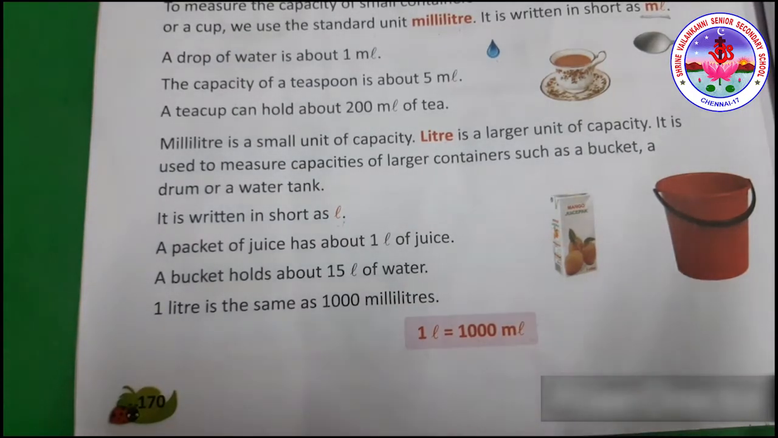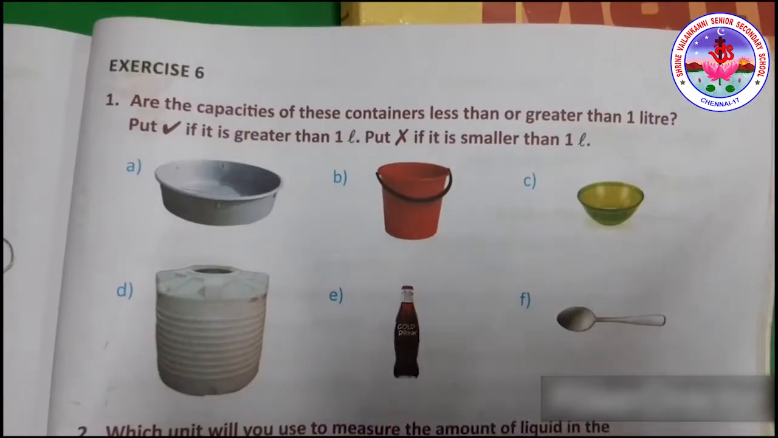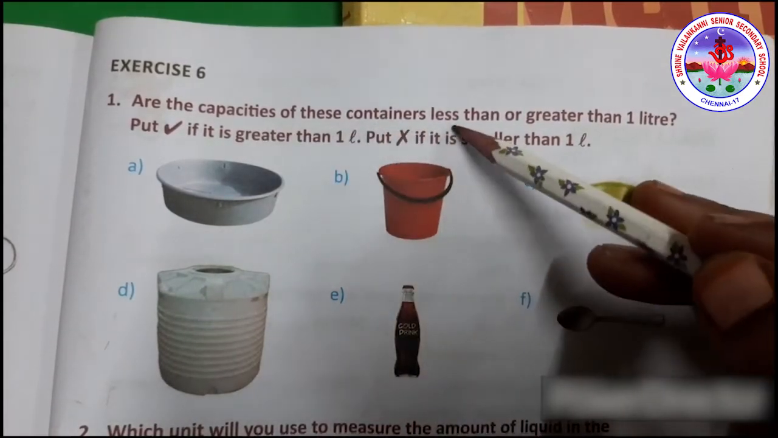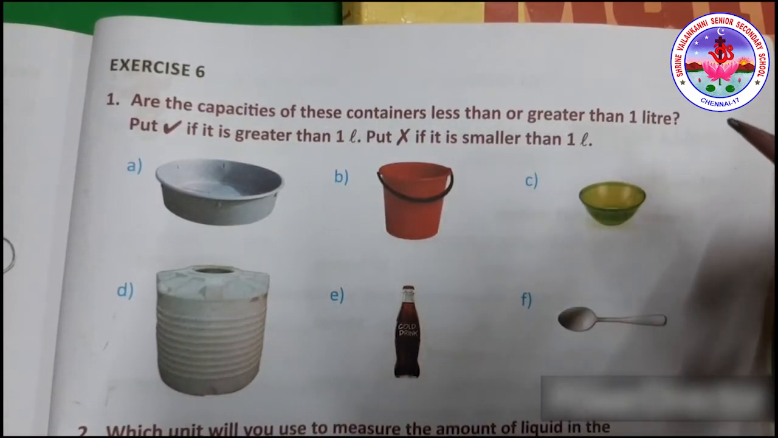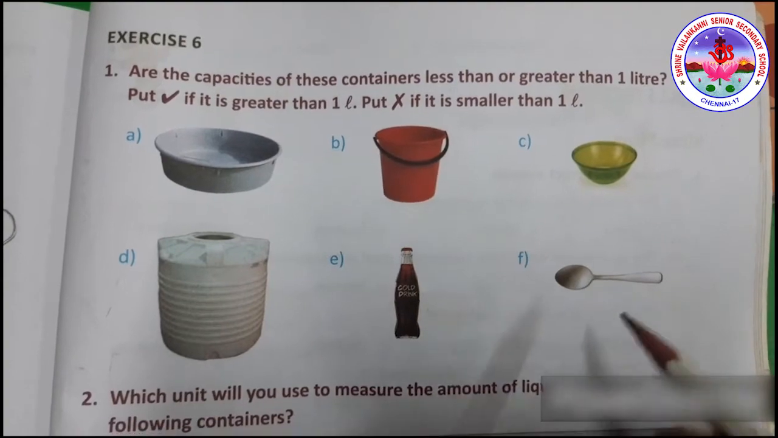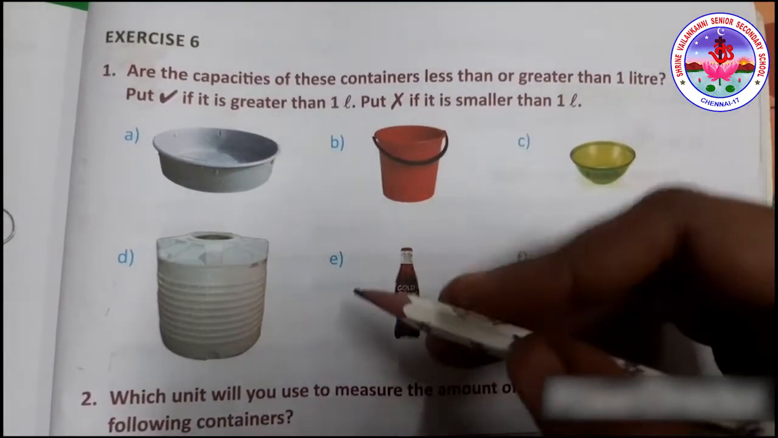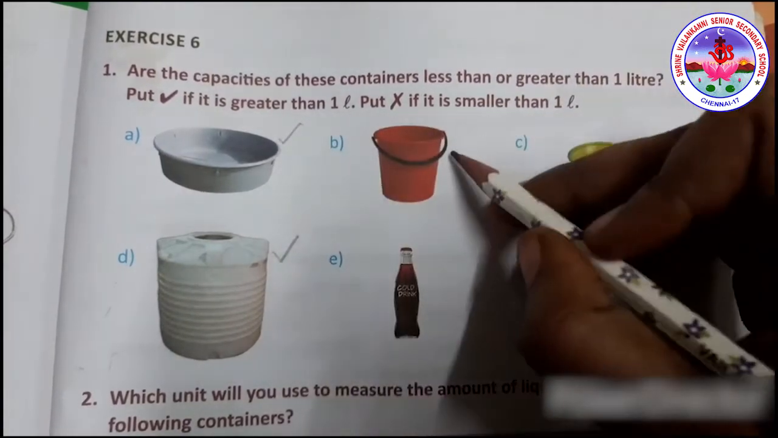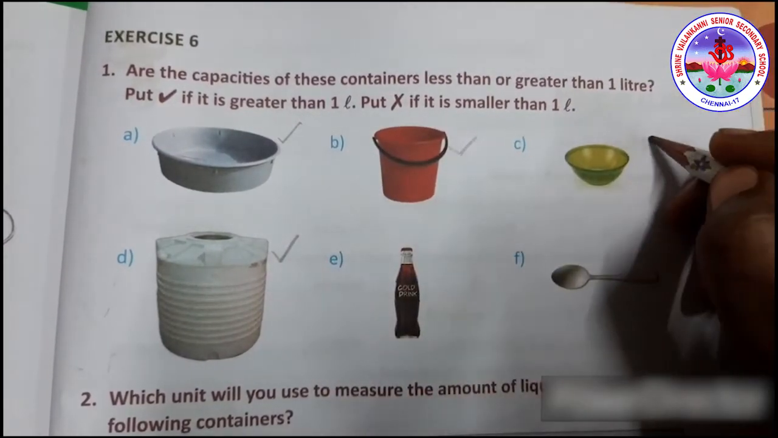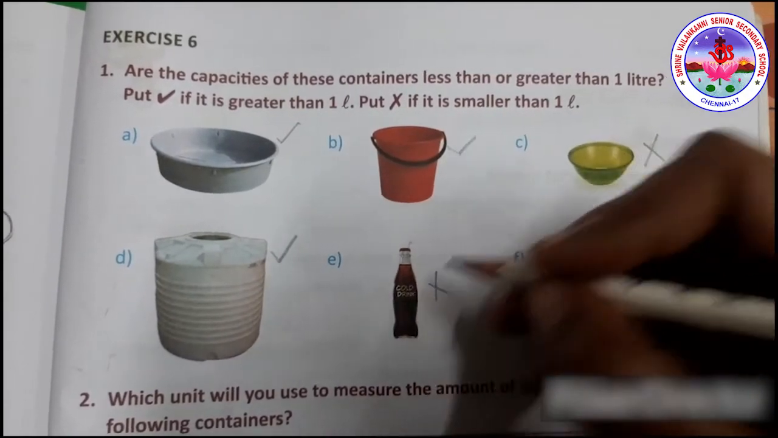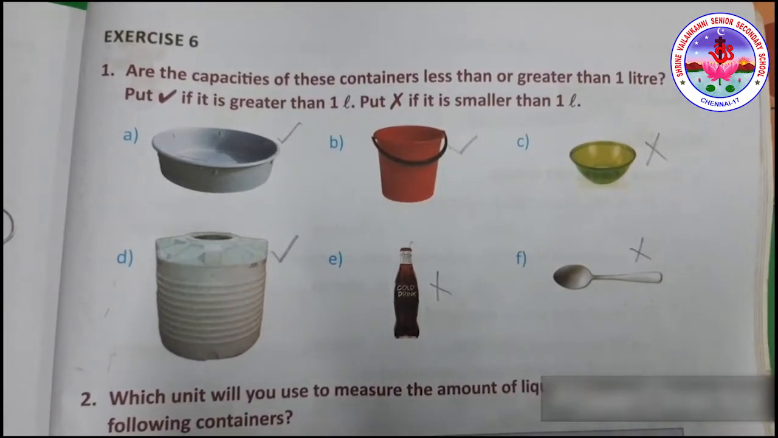Okay, now we'll do exercise 6. Are the capacities of these containers less than or greater than 1 liter? If it is greater than 1 liter, put a tick. If it is less than, put a cross. By looking at it we can see the greater the size, the greater the capacity. So this is more than 1 liter. These are less than 1 liter. This is a small Coke bottle, so definitely it will be 200 ml, like that only.